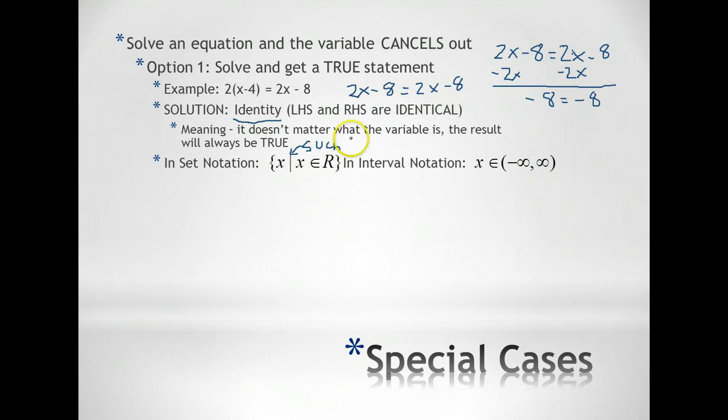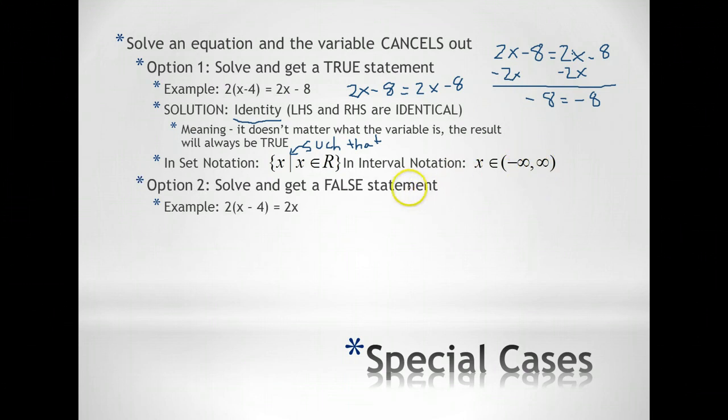Or we could use interval notation, and in interval notation I say that x is an element. This "x is an element" part really shows up in the book all the time, but not so much in Alex. But this little e means "is an element of," and then I say it goes from negative infinity to positive infinity, meaning x can be anything.